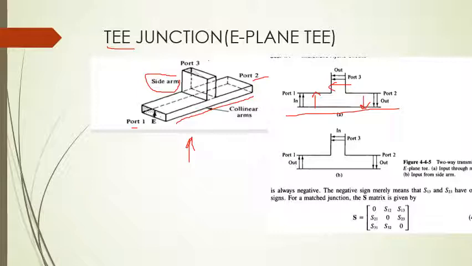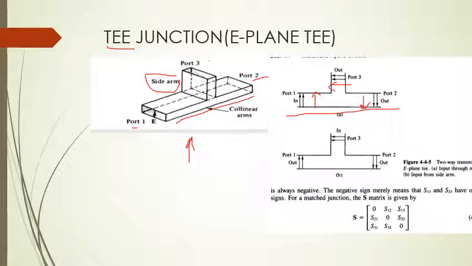So when two signals of equal magnitude and opposite phase enter from port 1 and port 2, the signal in port 3 will be doubled. The opposite of this property is that when a signal enters port 3, that signal will be divided into two signals of equal magnitude but opposite in phase. Am I clear?